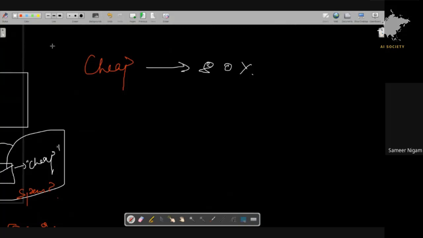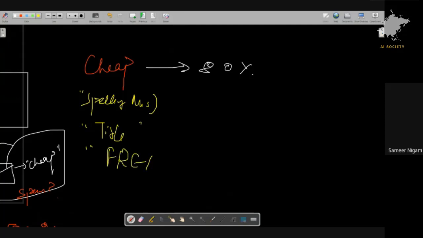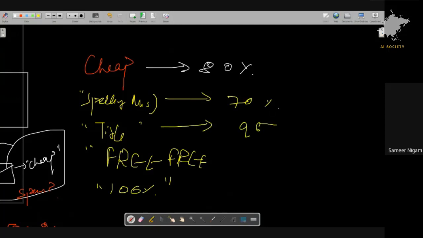In the same way, you are going to build it for other features also, like a spelling mistake is there, or the title is missing, or it says "free", these kinds of words are there, or "100% off" is there. That means there is a high chance that email is going to be spam, and you are going to find the probability out of it. Let's say 70%. Let's say title missing is 95%, "free" is, let's say, 80%, and "100% off" is, let's say, 50%.